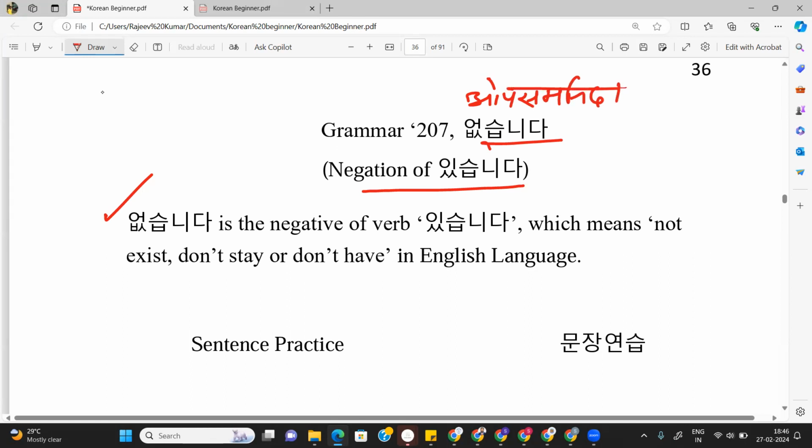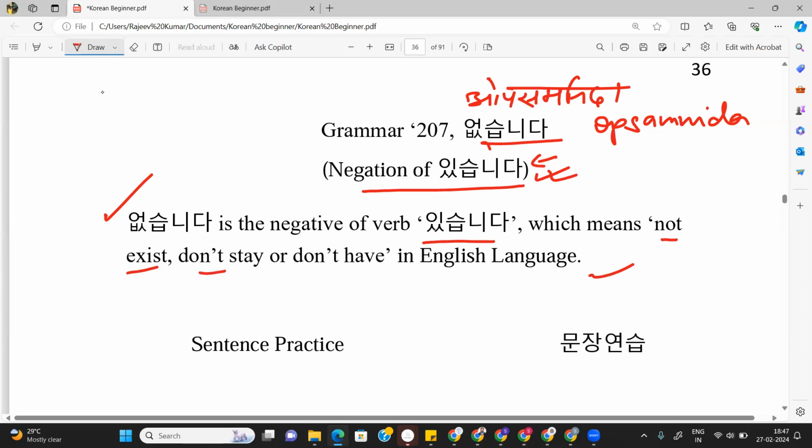Okay, Opsamnida. Opsamnida. Negation of Isamnida, which you have already studied in the fifth chapter. Opsamnida is the negative of the verb Isamnida, which means not exist, don't stay, or don't have in the English language.